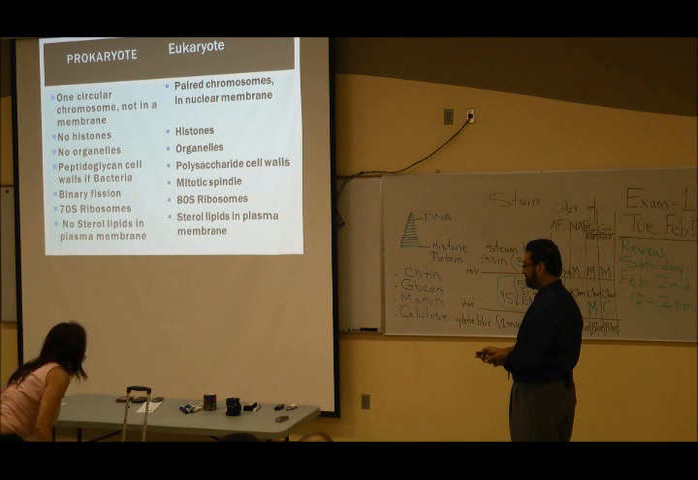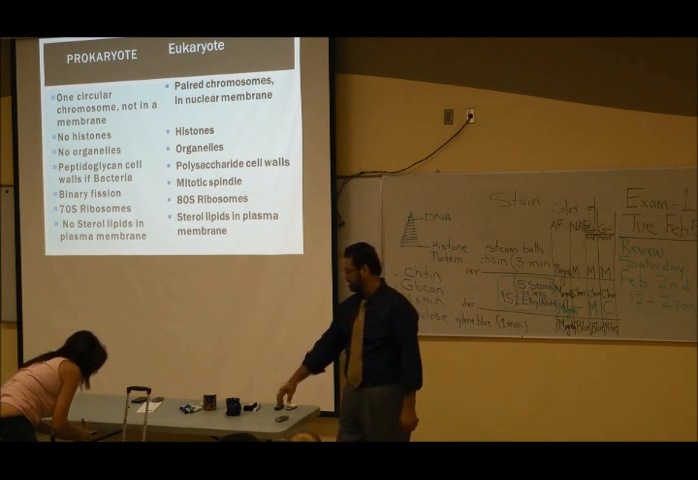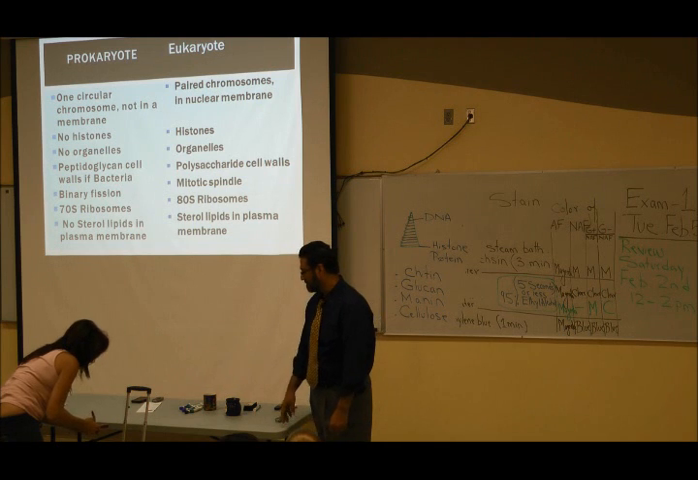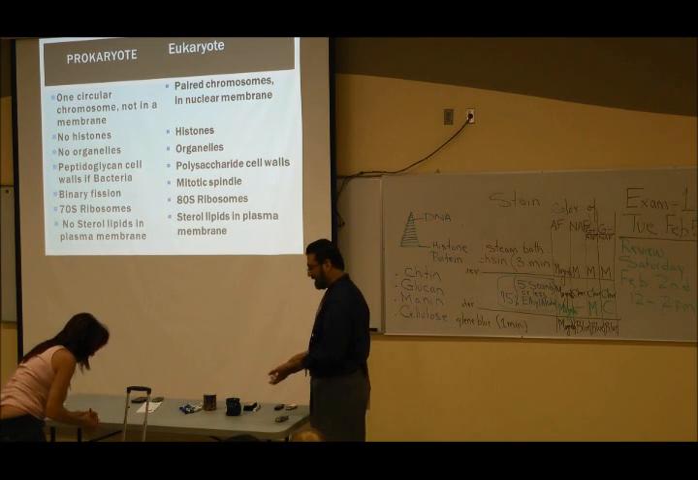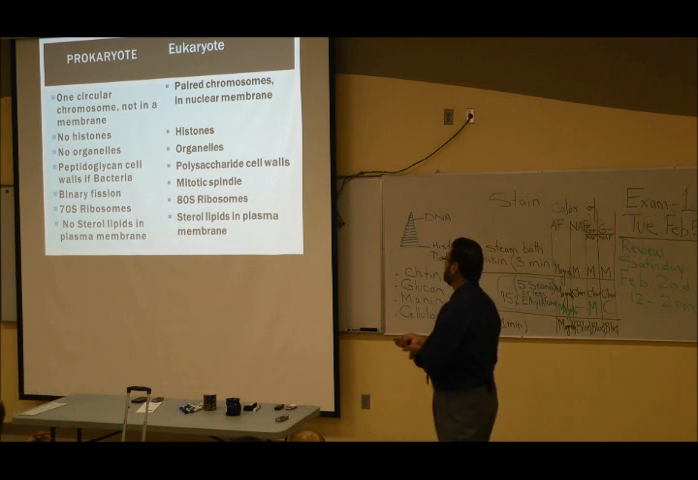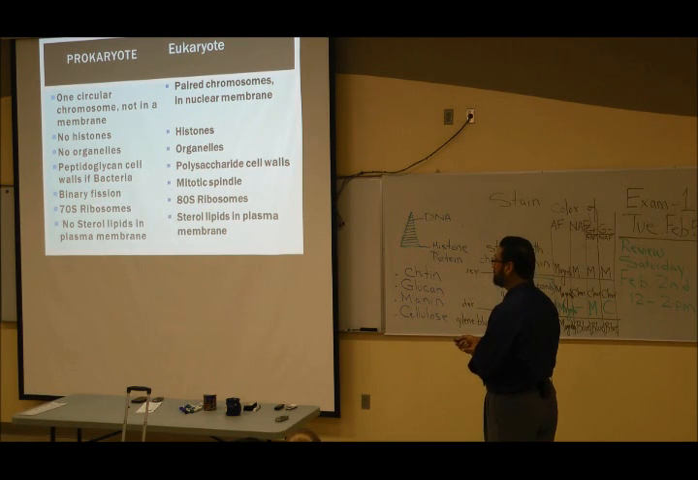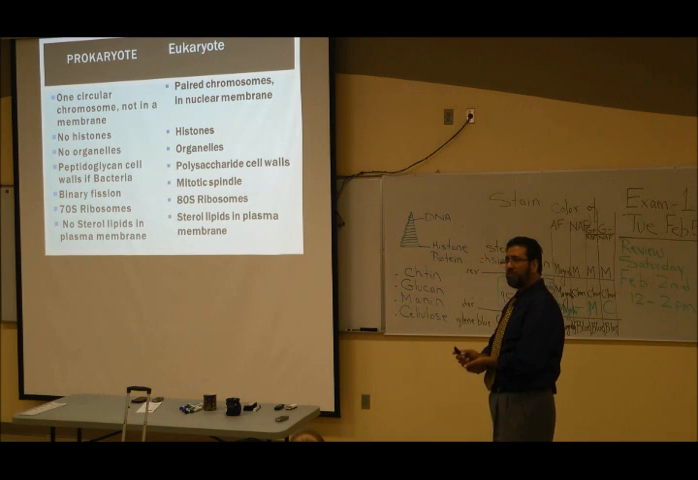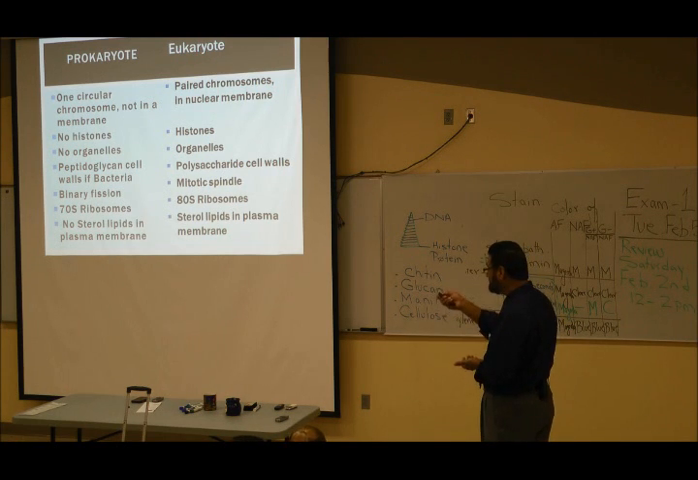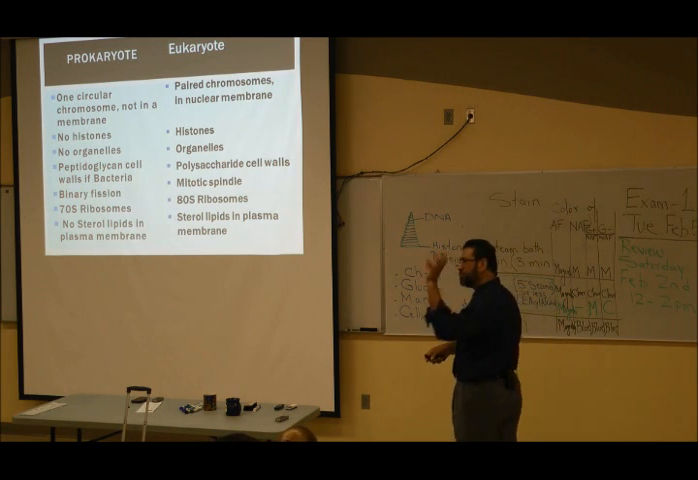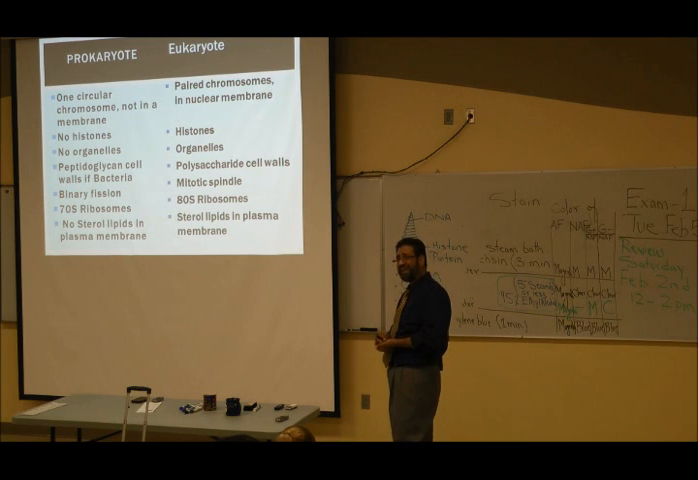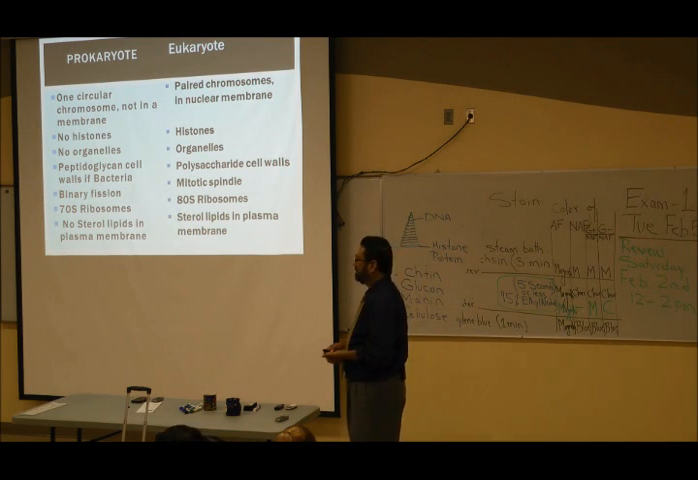Reproduction. Binary fission. Reproduction is by binary fission. That is asexual reproduction. No sex, no gametes. All prokaryotes reproduce by binary fission. 1 cell to 2, 2 to 4, 4 to 8. That's called binary fission or asexual reproduction. No gametes are involved.